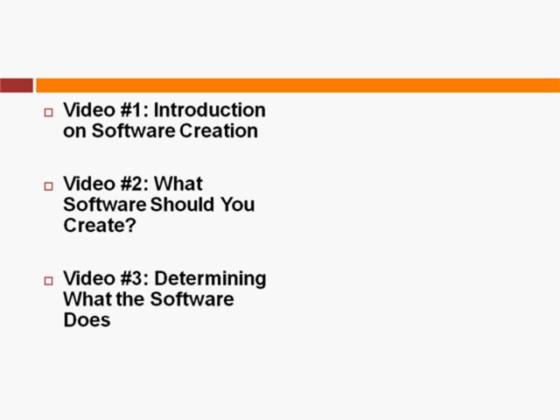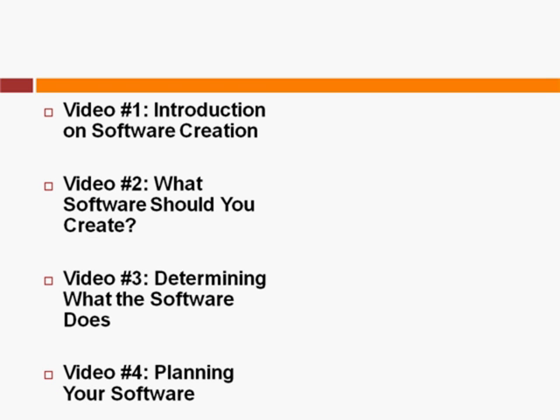Video 3, I'll be talking about determining what the software does. Once you have an idea of what it is, you need to determine what it does. What kind of actions, what kind of functions, what does the software do in exact terms? Don't worry, I'll show you all that in that video. It's very easy. In fact, if you know how to create a to-do list, which I know many of you do, if you create a to-do list or a grocery list, very similar ideas, very similar concept. If you can do that, you'll be able to master video 3.